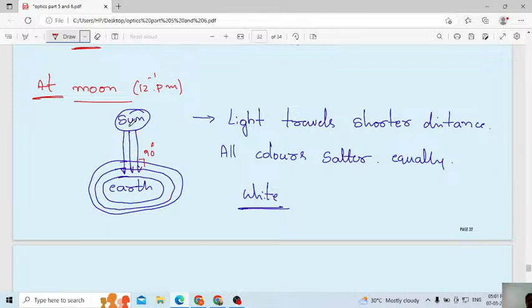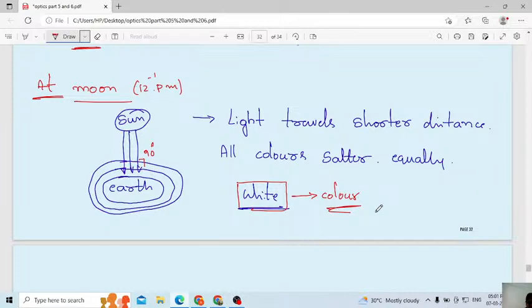In this case, you can observe the distance between the sun and earth will be a little reduced compared to sunrise or sunset. Light travels a shorter distance, so all the colors scatter equally. Then at noon, at 12 or 1 o'clock, the sun will appear white in color. Understood?